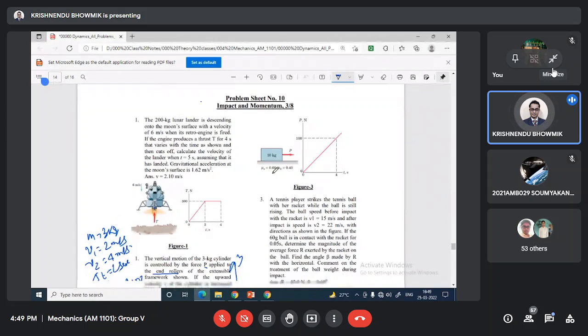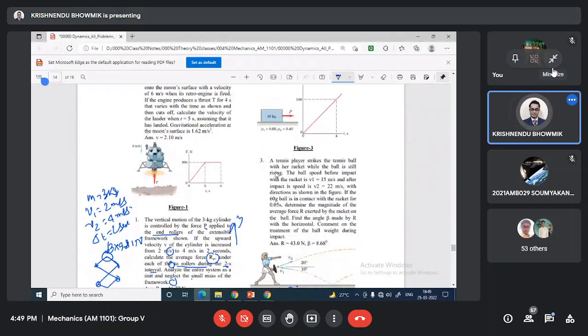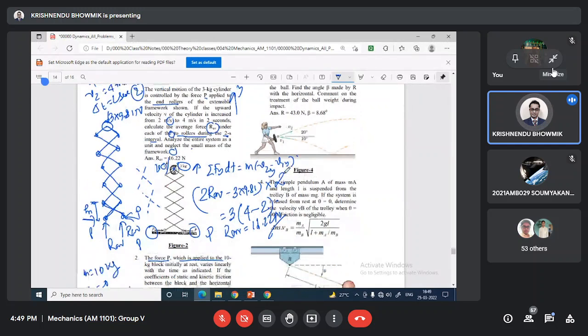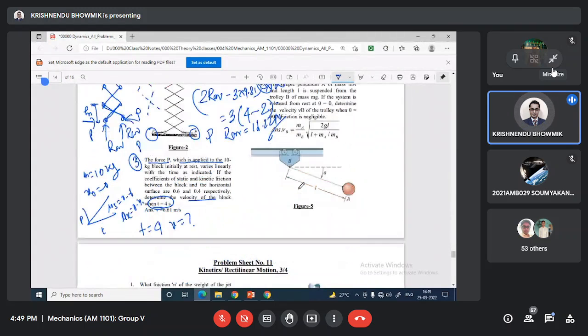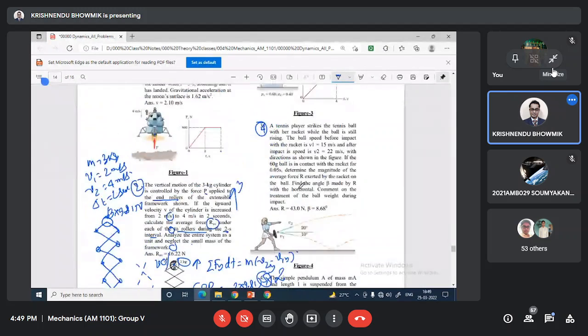Actually, this is question number 1. This is supposed to be 2. This is supposed to be 3. This is supposed to be 5. This is supposed to be 4. Okay. Let me write down once again.